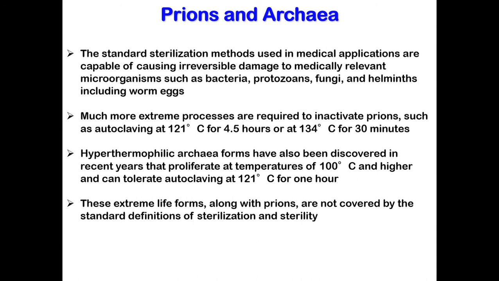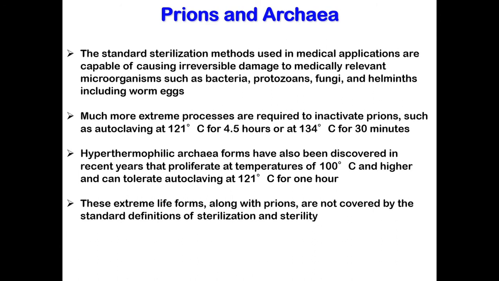However, much more extreme processes are required to inactivate prions. So autoclaving at 121 degrees Celsius for 4.5 hours or at 134 degrees Celsius for 30 minutes. So they require higher temperatures and longer periods. And prions are infectious proteins. So these are the proteins that cause mad cow disease, which you might have heard of.